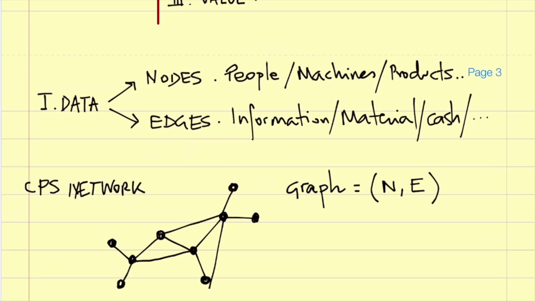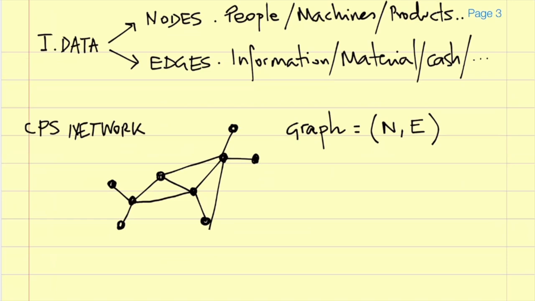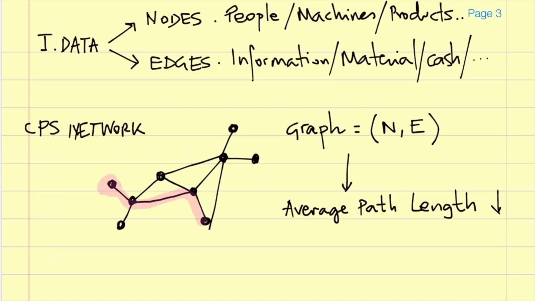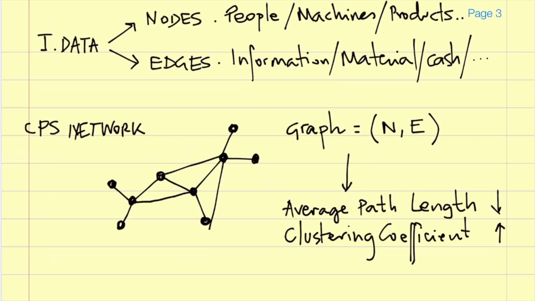So when we deal with a graph, with a complex graph, we want two things to happen. We want the average path length to decrease, which is the distance that you need in order to get information or material from A to B. You want this to be small. And you want your clustering coefficient to increase. The clustering coefficient is describing the quality of the information exchange between groups. Okay, so once you have clustering coefficient going up and average path length going down, you get best performance.